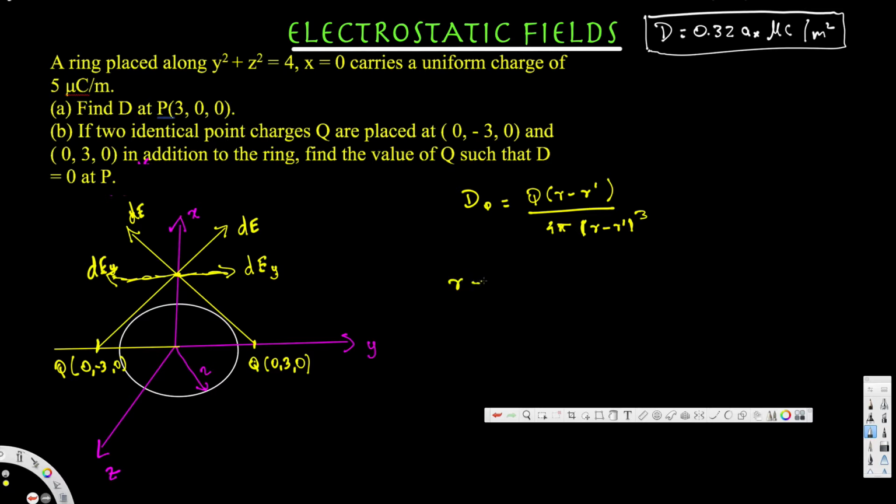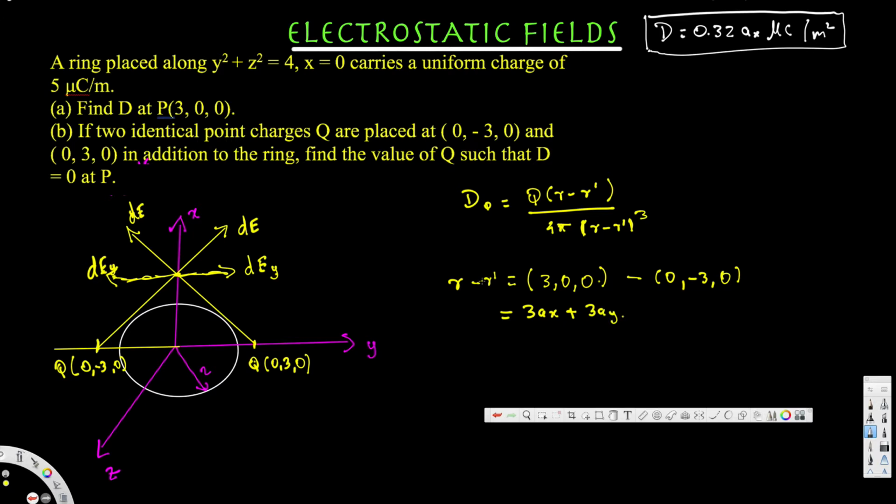r minus r prime can be calculated by simply subtracting the charge position from the field point. So first we have 300, that's the first one. Then we have to subtract the given one from that. The given one is what? 0 minus 30, that's the first one. We have to do it for both of them. Let's do the first one first. So 0 minus 30 gives us 3ax, because 3 in the x direction is positive, and minus minus makes the y also positive, so 3ay.